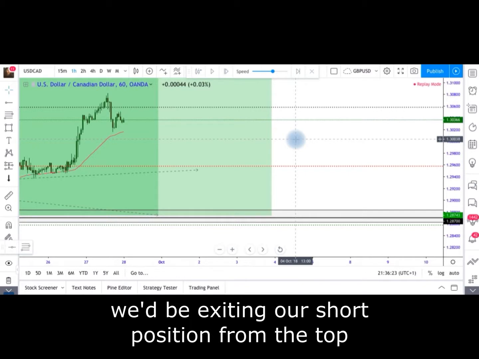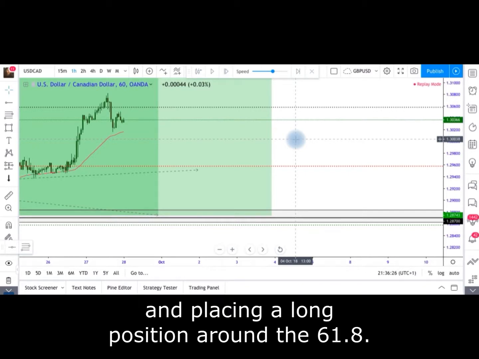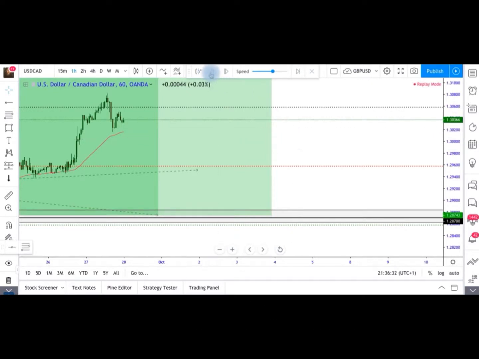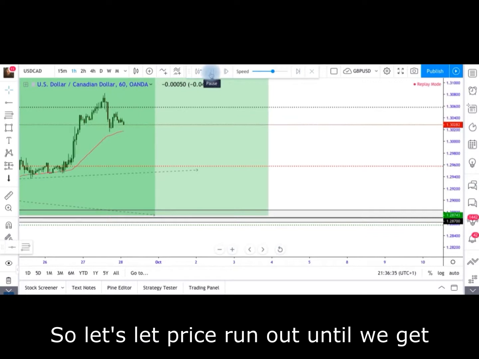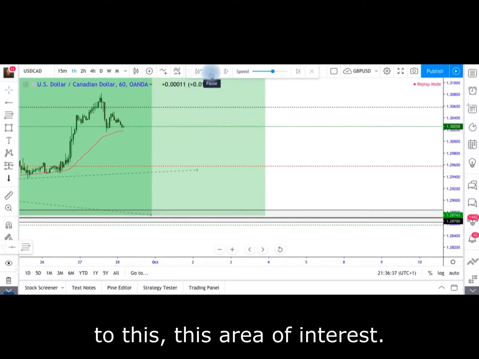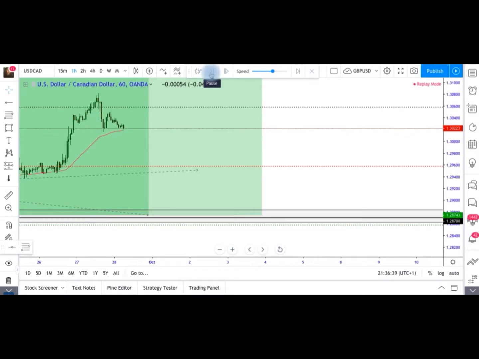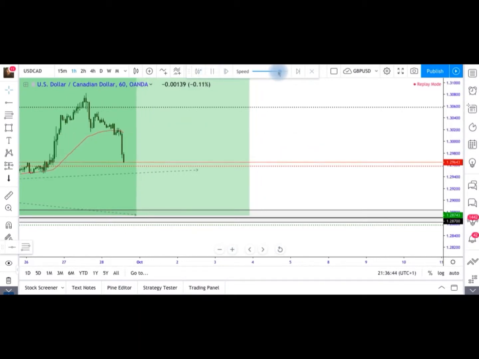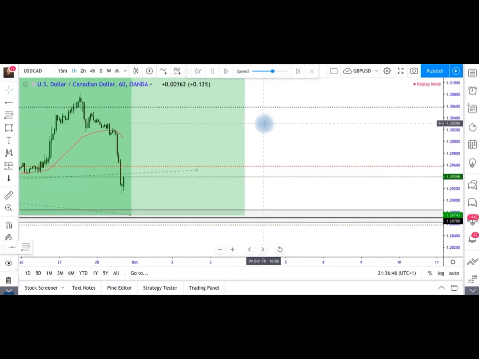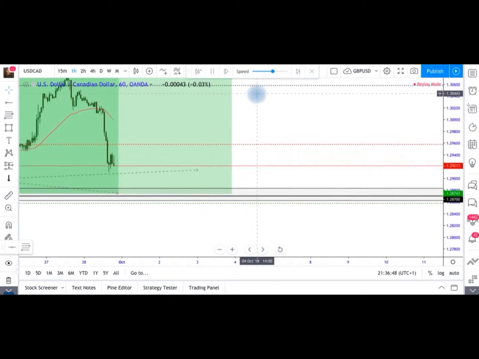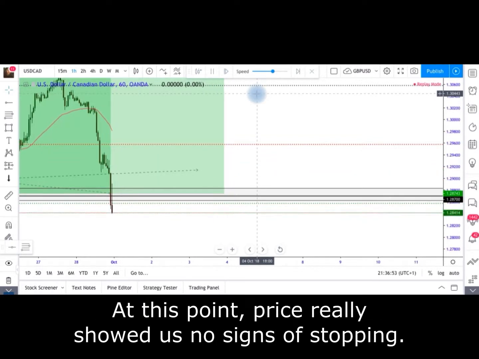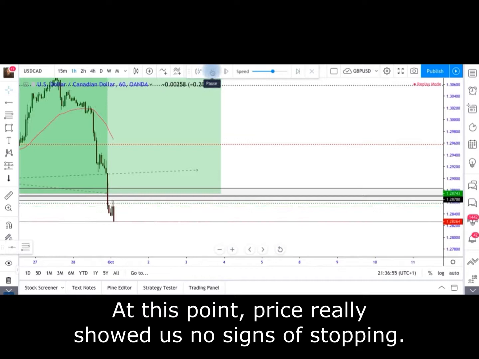So therefore we'd be exiting our short position from the top and placing a long position around the 61.8. We favour the 61.8 because market structure lines up with this level. So let's let price run out until we get to this area of interest. Now it's very important that we wait for price to stop. At this point, price really showed us no signs of stopping.